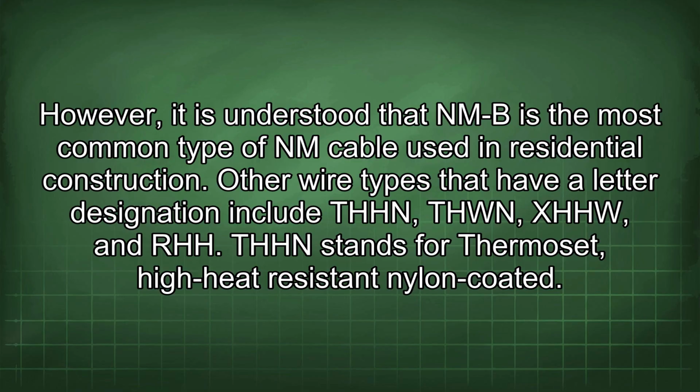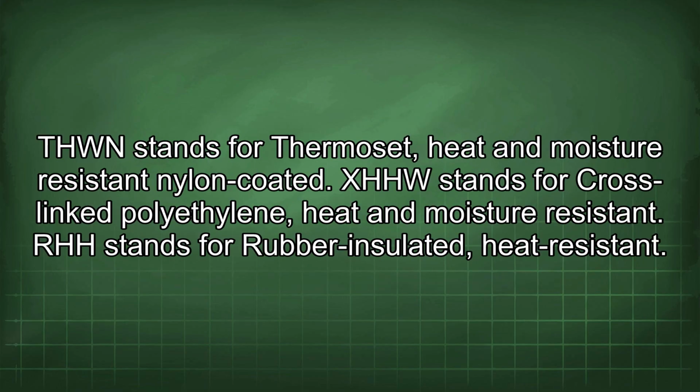Other wire types that have a letter designation include THHN, THWN, XHHW, and RHH. THHN stands for thermoset, high heat resistant nylon coated. THWN stands for thermoset, heat and moisture resistant nylon coated. XHHW stands for cross-linked polyethylene, heat and moisture resistant. RHH stands for rubber insulated, heat resistant.